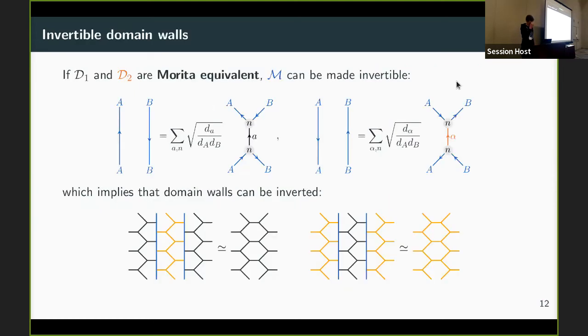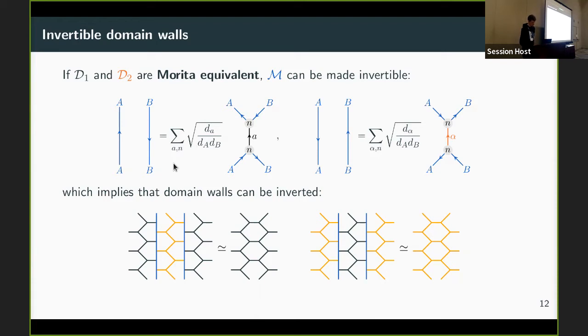Now, importantly, the notion of an invertible domain wall, if these D1 and D2 are Morita equivalent. So it's meaning that these two string models are in the same phase. You can make this domain wall invertible, meaning that at the level of these diagrams, it means that there exists some kind of resolution of the identity. But more physically, what this means is that these domain walls can be inverted, that if you move these two domain walls close to each other, you can just remove them. So you have these two properties, which you can just derive from these two diagrams.